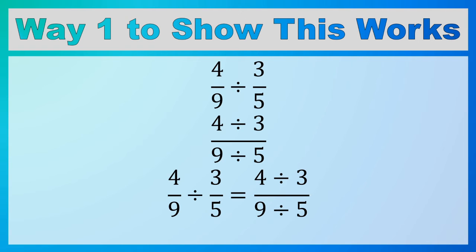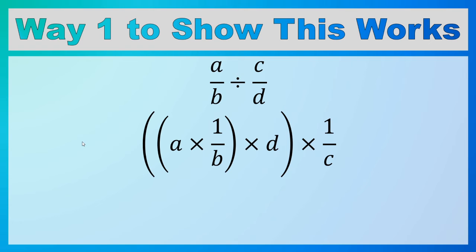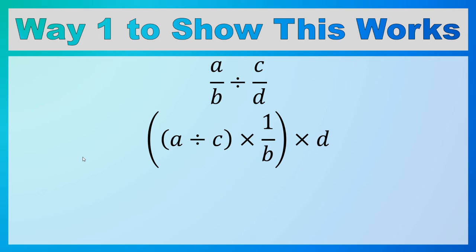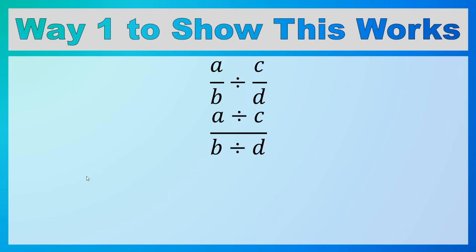So we find out that 4/9 divided by 3/5 is equal to 4 divided by 3 over 9 divided by 5. Therefore, one way to divide fractions is to divide both the numerators and the denominators. We could have used the information in the previous slide, but used variables instead to show that this idea of dividing fractions by dividing both the numerators and denominators works for whatever fractions you may come across.